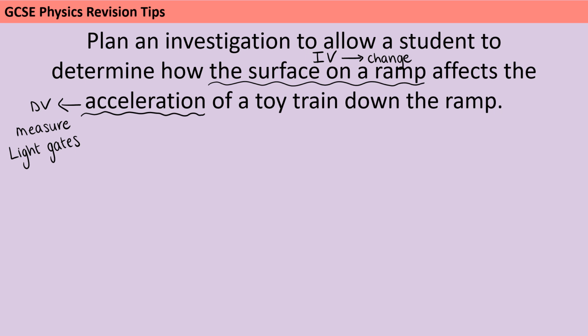And then I also want to think about my control variables. So those are things that I'm going to keep absolutely the same as I go throughout my investigation, because if I didn't, I wouldn't get valid data. When you were in primary school, you probably talked about it being not a fair test. So the idea is that if I didn't control these control variables, they would also affect the acceleration, and then I wouldn't know whether it was the surface of the ramp that was having an impact or not.